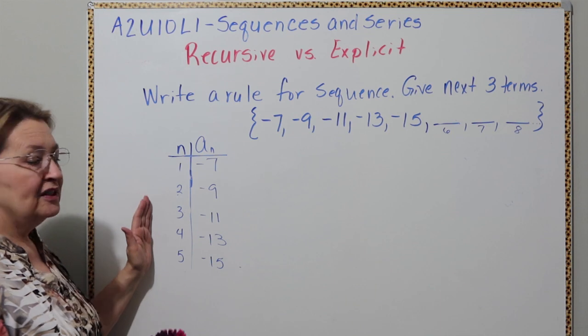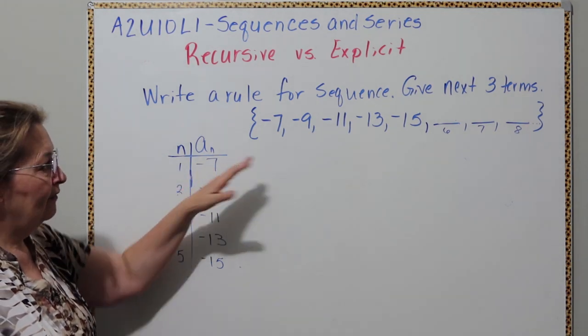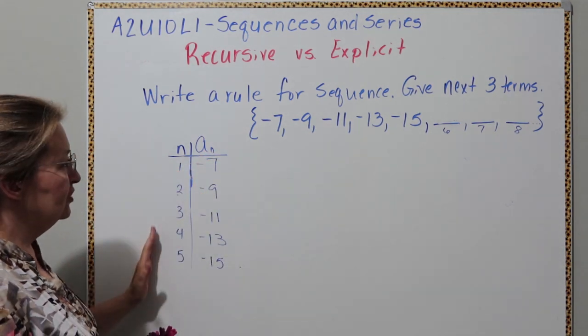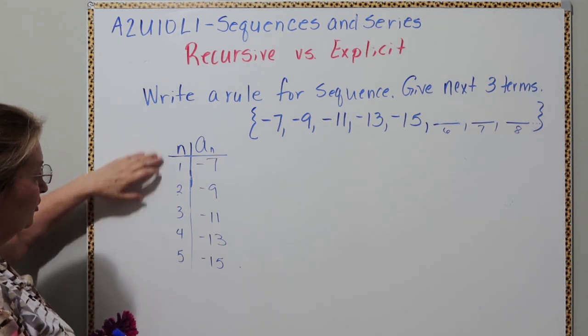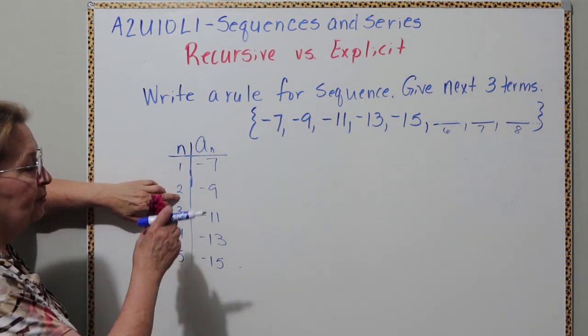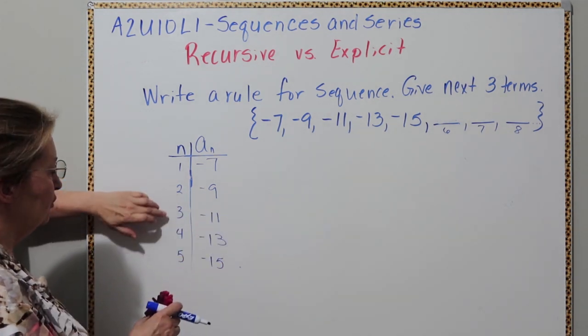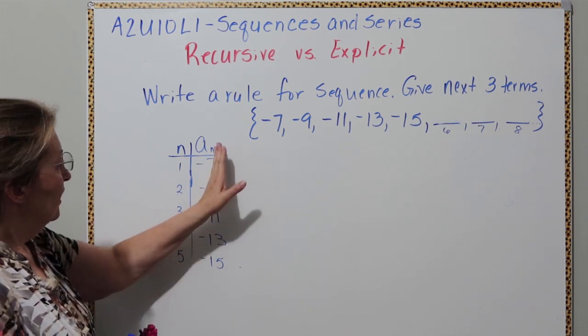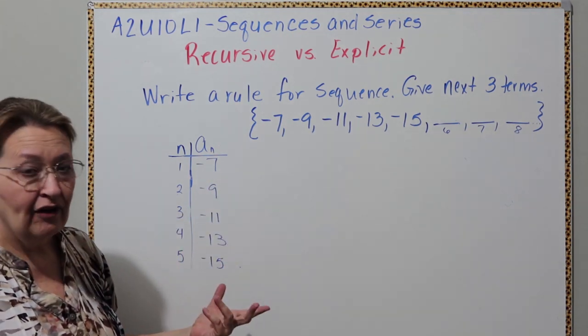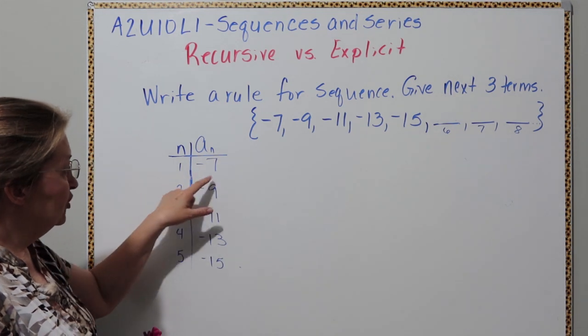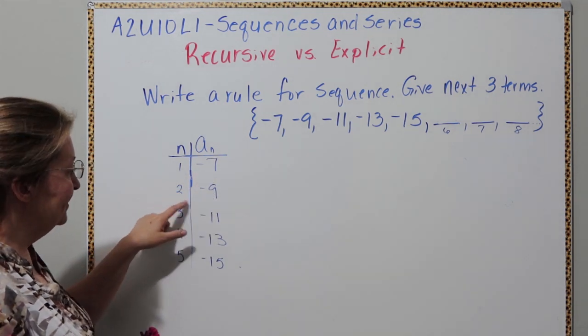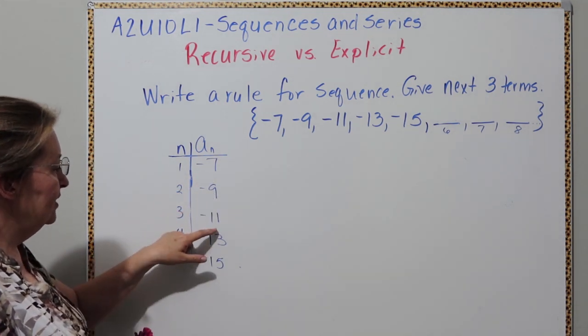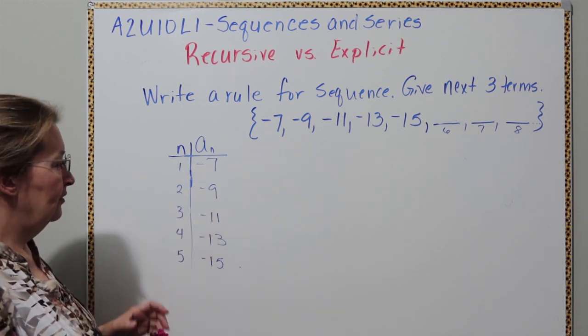So let's look. What I like to do is make a chart with my values and my sequence terms. So my n is just going to be their position in the sequence. 1, 2, 3, 4, 5. The a sub n is going to be their value. And the value of my first term is negative 7. The value of my second term is negative 9. 3 is negative 11. And on down.